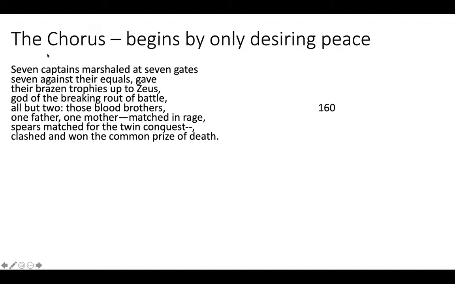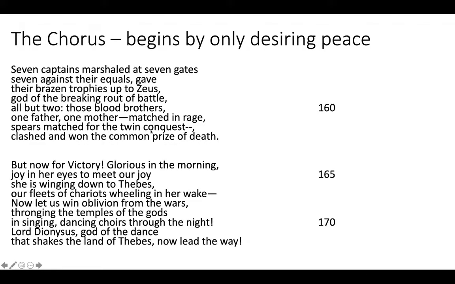They describe how horrible it was under the war between the two brothers. "Seven captains marshaled at seven gates, seven against their equals, gave their brazen trophies up to Zeus, god of the breaking rout of battle, all but two, those blood brothers, one father, one mother, matched in rage, spears matched for the twin conquest, clashed and won the common prize of death." So they're totally equal on all sides, matched in this connection to twinning, but then they cancel each other out with the common prize of death.